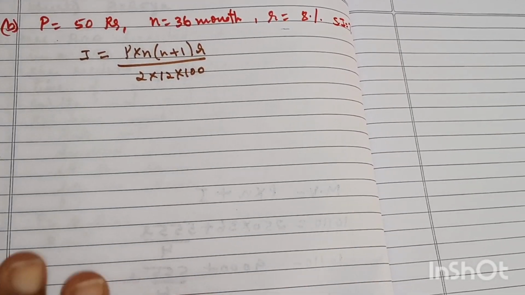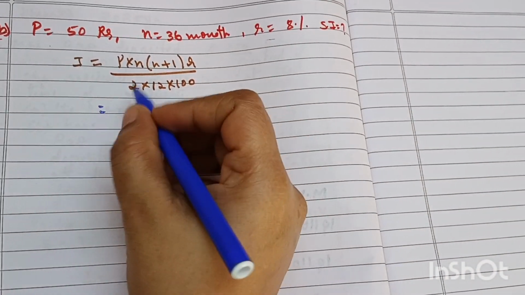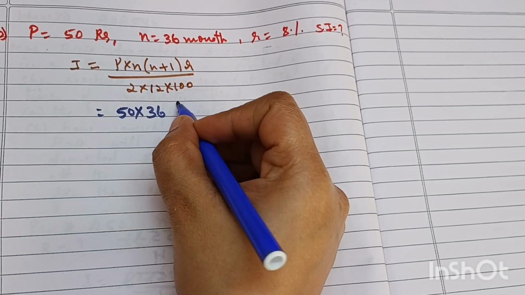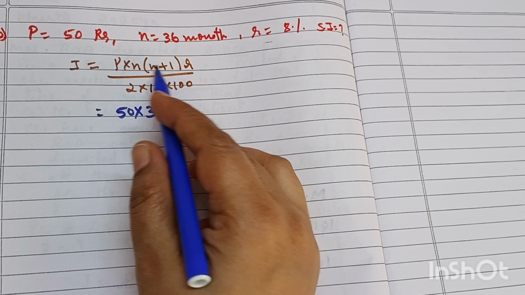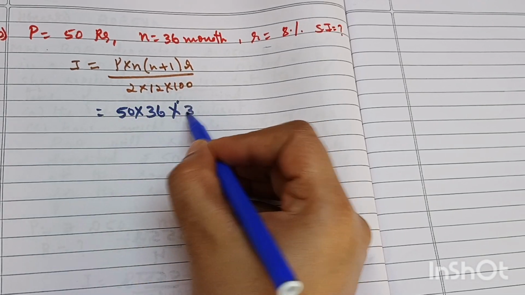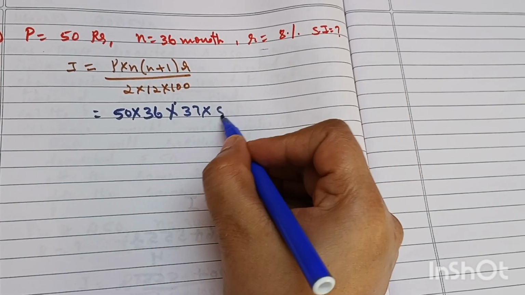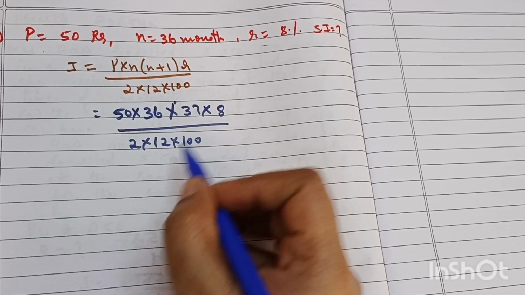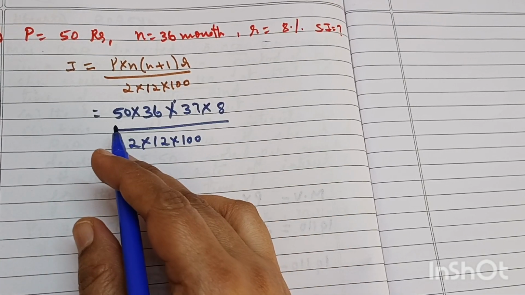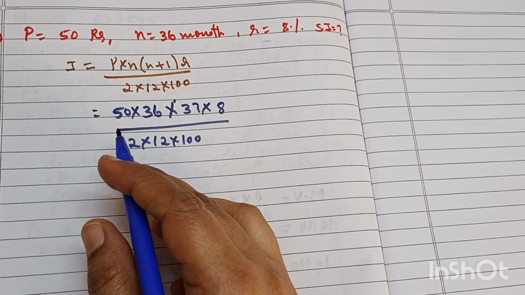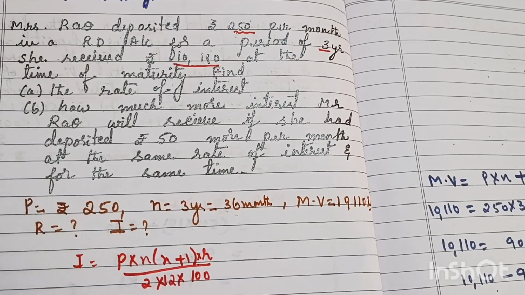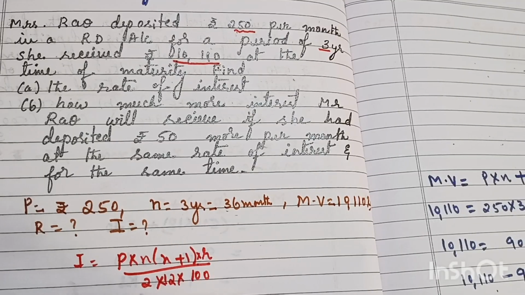Okay, now principal is 50. Number of months 36, into n plus 1 means 37, into rate of interest 8%, by 2 into 12 into 100. Now 56 or 3. Yes, I made a mistake here. Can you guess what the mistake is?